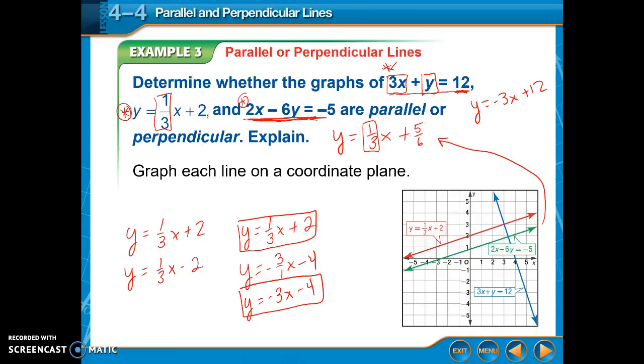So if we're talking about parallel and perpendicular, let's just go ahead and give these lines numbers 1, 2, and 3. We would say that lines 2 and 3 are parallel, lines 1 and 2 are perpendicular, and finally lines 1 and 3 are also perpendicular.